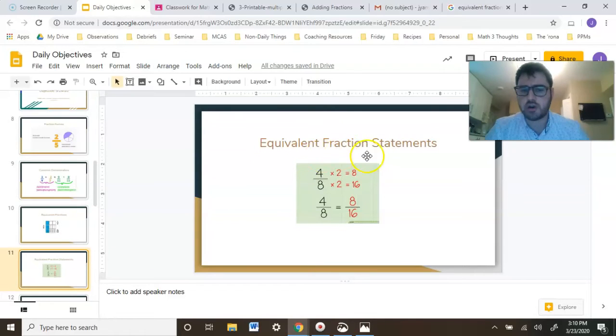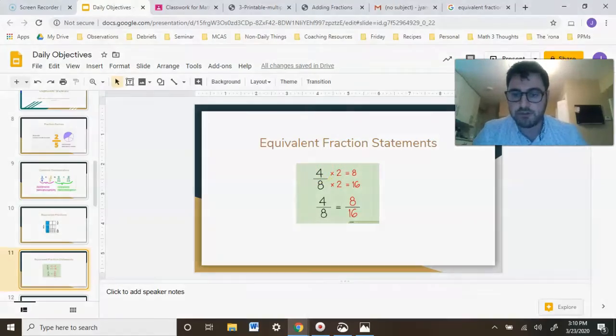And finally, equivalent fraction statements. Right here, you see that we've done some multiplication. So here is the first fraction, here is the second fraction, and here is the multiplication that's helping us go from one fraction to the other.